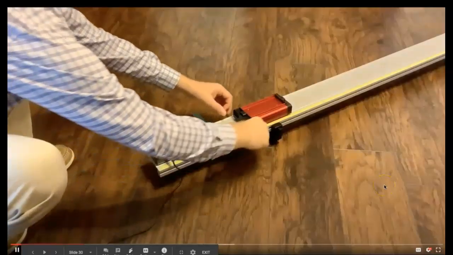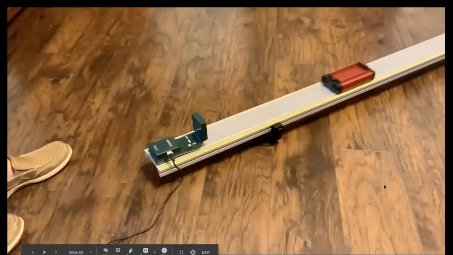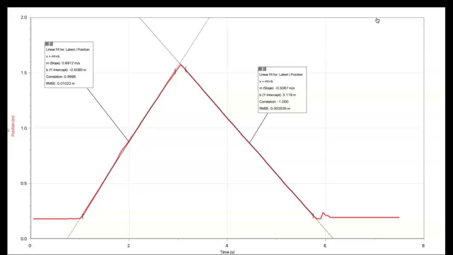So that's region 1 of the graph, region 2 of the graph, region 3 of the graph, region 4 of the graph. The difference between region 2 and region 3, if we go back and look at the graph, is that one of them has a slope that's positive and one of them has a slope that's negative. And on the video, the difference was, in one case, the cart was moving away from the motion sensor, and in the other, it's moving back toward the motion sensor. That's what the negative tells us: the direction of motion.